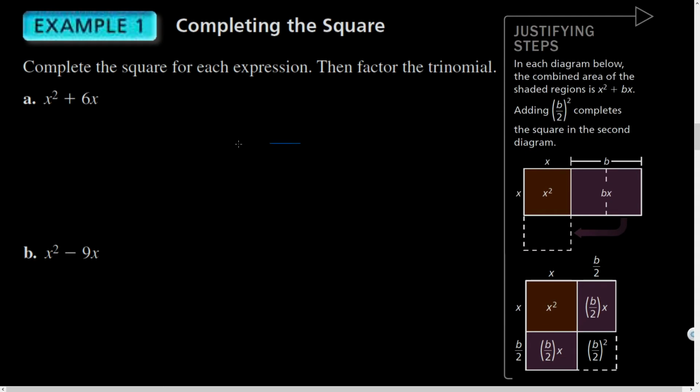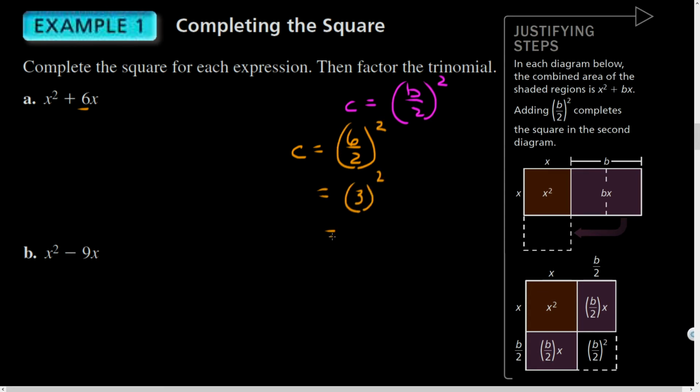All right, example 1. Complete the square for each expression, then factor the trinomial. So my new c term is going to be b divided by 2 all squared. Here b is equal to 6. I usually do this work aside, like when we were factoring and I'd have the factors listed. So to find my new c term, I'm going to do 6 divided by 2 all squared. That's 3 squared, which is 9. And so to complete the square, I would add 9 here.